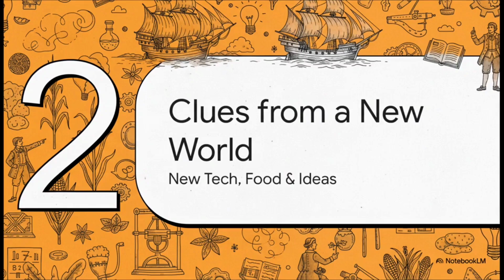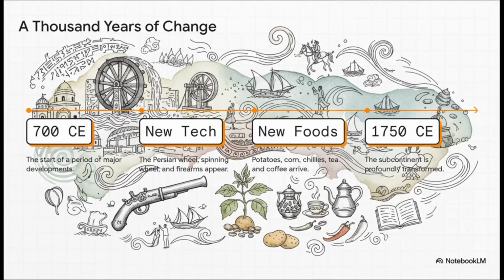Okay, so if the written records are this tricky, what other clues do our historical detectives use? Well, they start looking for physical evidence of change. Things like new technologies, new foods, new ideas. These are the clues that tell the story of a society that's truly transforming. Let's see how these pieces help build that bigger picture. This 1,000-year stretch was anything but quiet. It was an incredibly dynamic time.